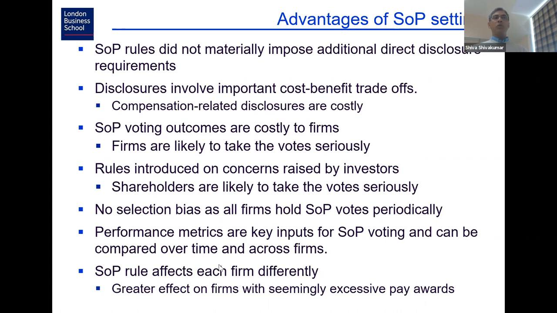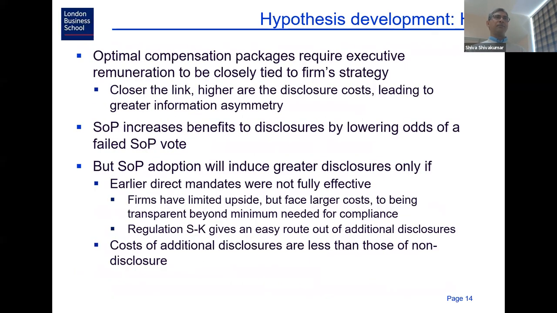Lastly, the SOP rules are also going to affect each firm differently, because the SOP rules are not going to be very constraining or binding in terms of disclosure needs for firms that do not have excessive pay packages. But in contrast, for companies which are not currently able to explain their executive pay packages with observable characteristics, in those cases, the say on pay rule is going to have a much stronger impact on the firm's incentives to provide additional disclosures, because they have a greater demand from investors to understand their executive compensation packages.